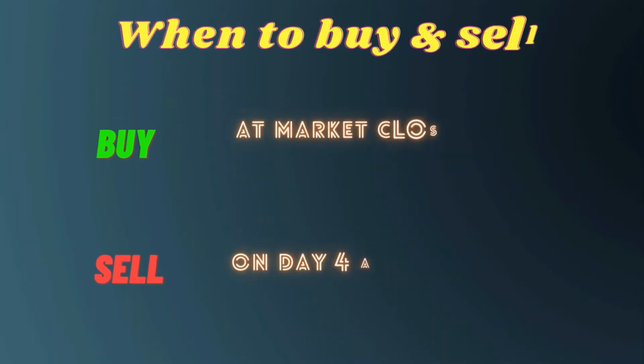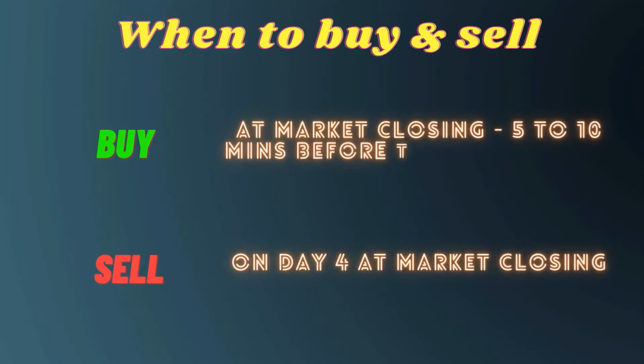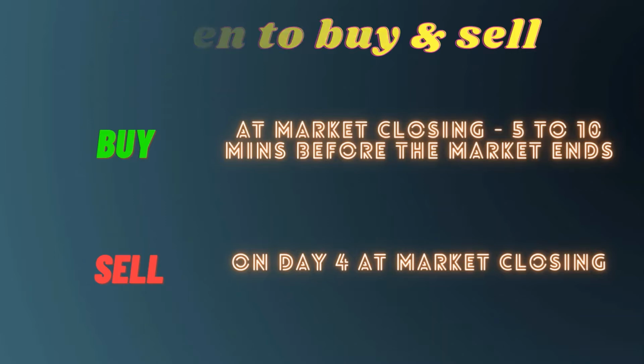So the question now is when to buy and sell. We check the rules or conditions at market closing, preferably 5 to 10 minutes before the market ends, because that's when the volatility reduces significantly. Stock prices do not move much. The technical indicators do not fluctuate much. And we have a fair idea about the price and the value at which the stock as well as the indicators are going to close. So we buy as soon as we get a signal and we sell on day 4 again at market closing.